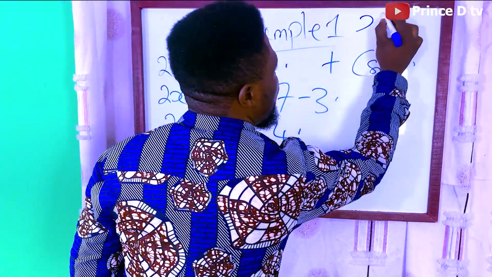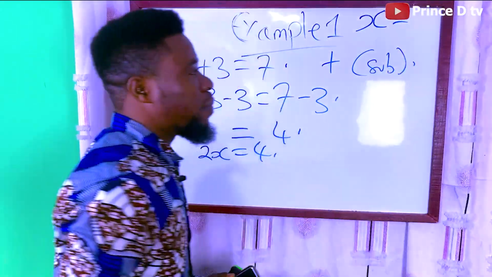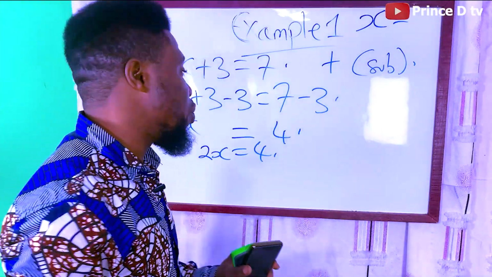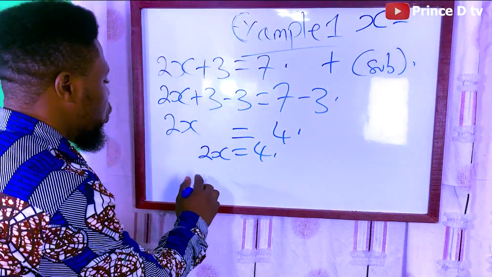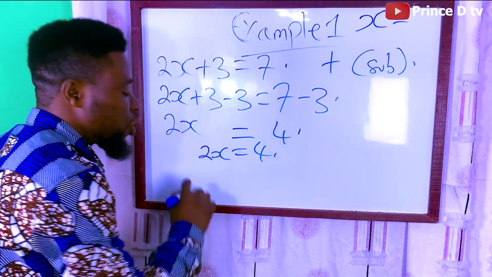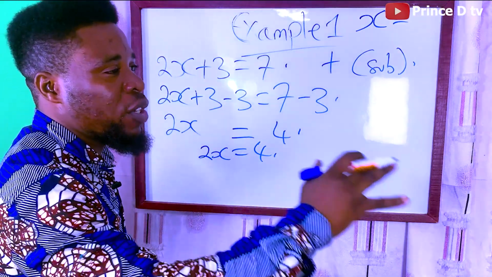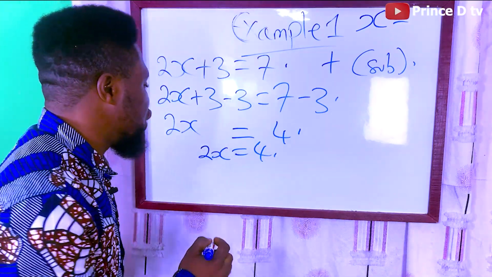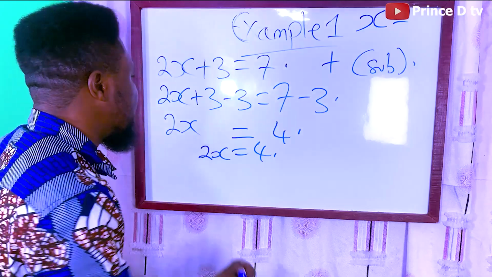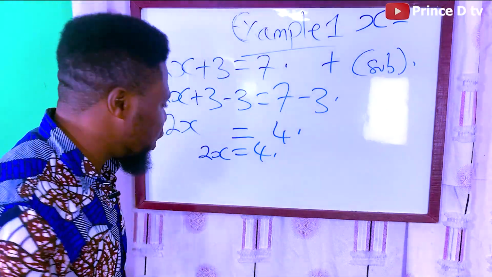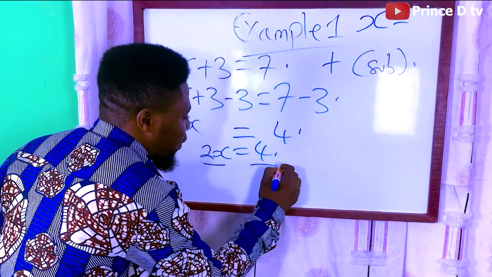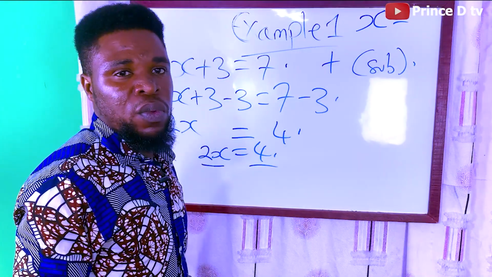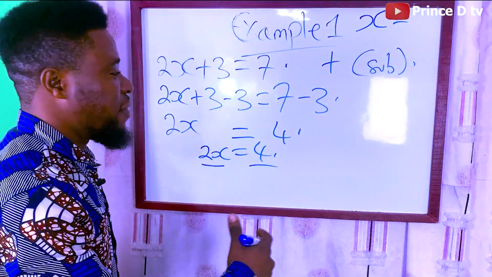So our main aim is to have x equal to something. X should be alone on one side. So what do we do? This is multiplication. When there is multiplication, the constant that is closely attached to your variable, in this case x, we divide. So when it is multiplication, we divide.